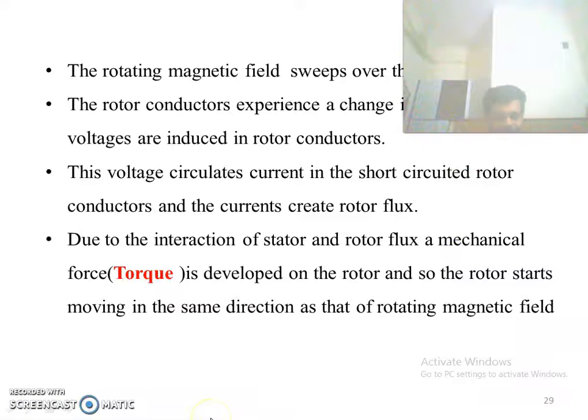Due to the interaction of stator flux and rotor flux, a mechanical torque is developed on the rotor. So the rotor starts moving in the same direction as that of the rotating magnetic field. Due to the interaction of stator and rotor flux, a mechanical force or torque is developed on the rotor, so the rotor starts moving in the same direction as the rotating magnetic field.